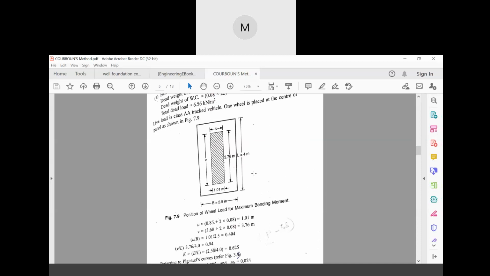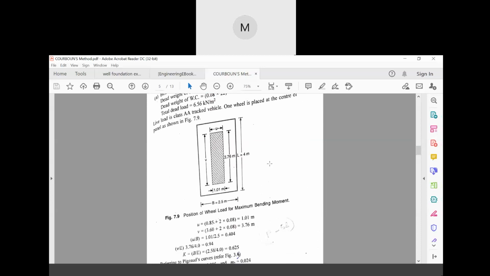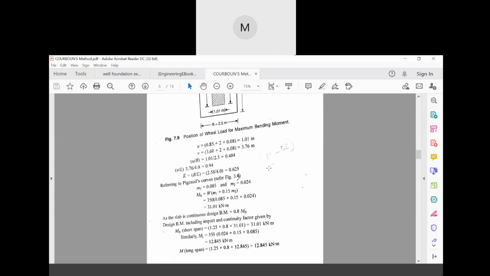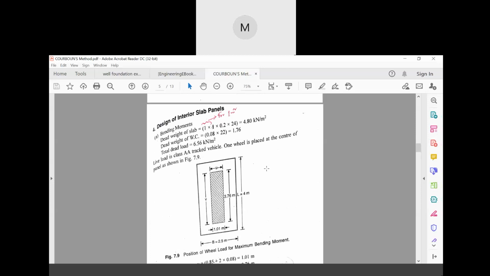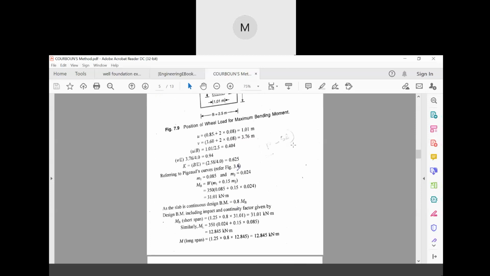Now for this tracked vehicle we have to find out small u and small v, and then M_A, M_L and M_B, just like we found in the last classes. Then you will be getting B, V, then u by B, then v by L, then K. Referring to Pigeaud's curve, we'll be getting what? Small m1 and small m2.